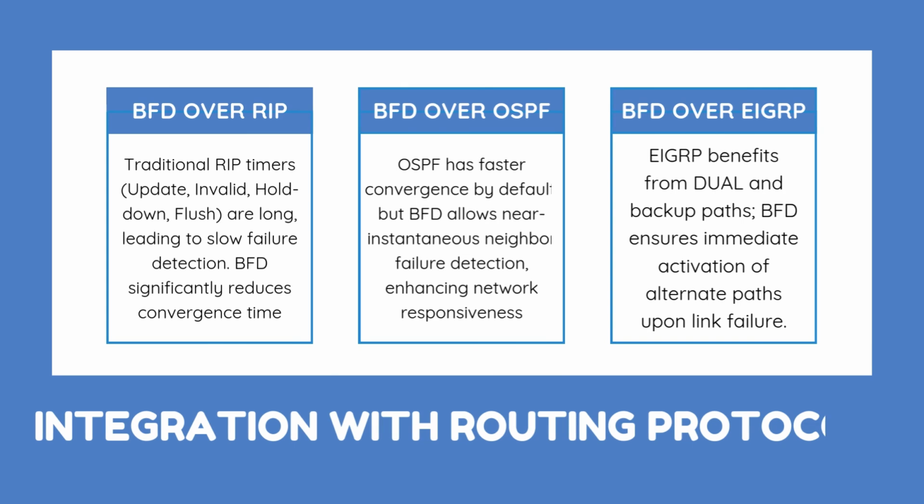Integration with routing protocols. BFD over RIP: traditional RIP timers, update, invalid, hold down, flush, are long, leading to slow failure detection. BFD significantly reduces convergence time. BFD over OSPF: OSPF has faster convergence by default, but BFD allows near instantaneous neighbor failure detection, enhancing network responsiveness. BFD over EIGRP: EIGRP benefits from DUAL and backup paths. BFD ensures immediate activation of alternate paths upon link failure.